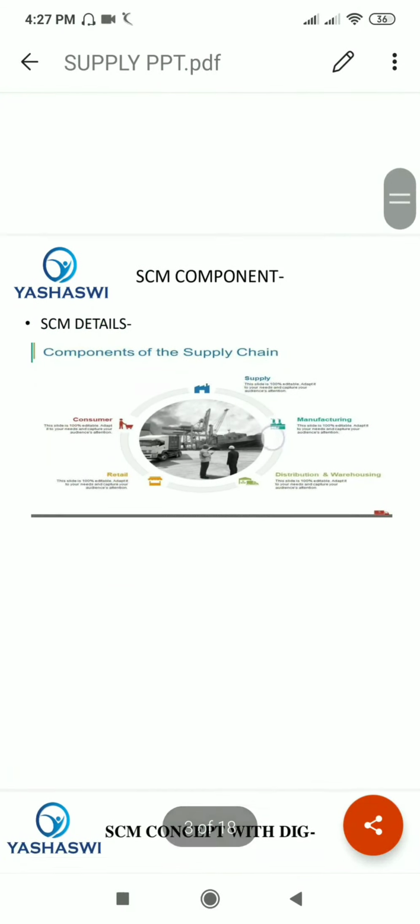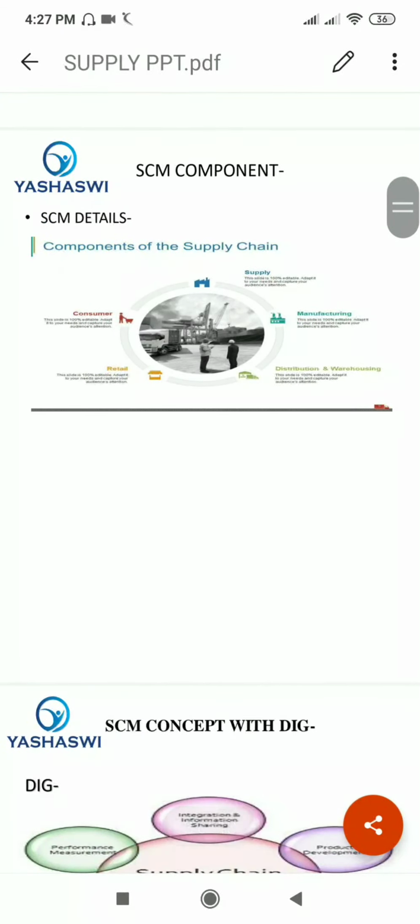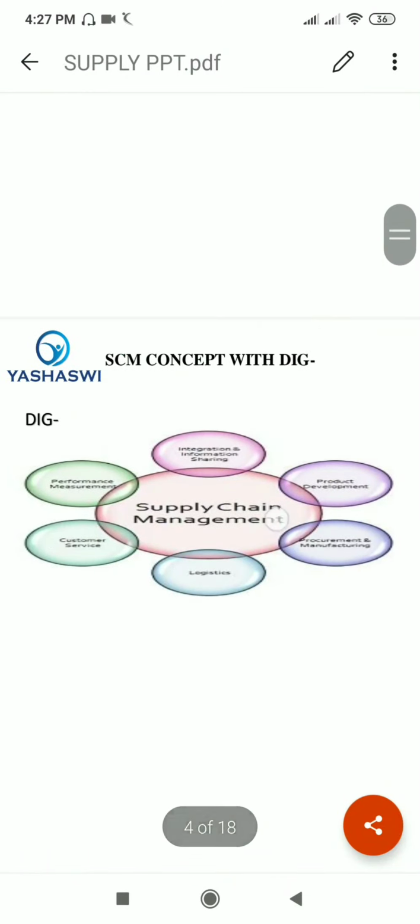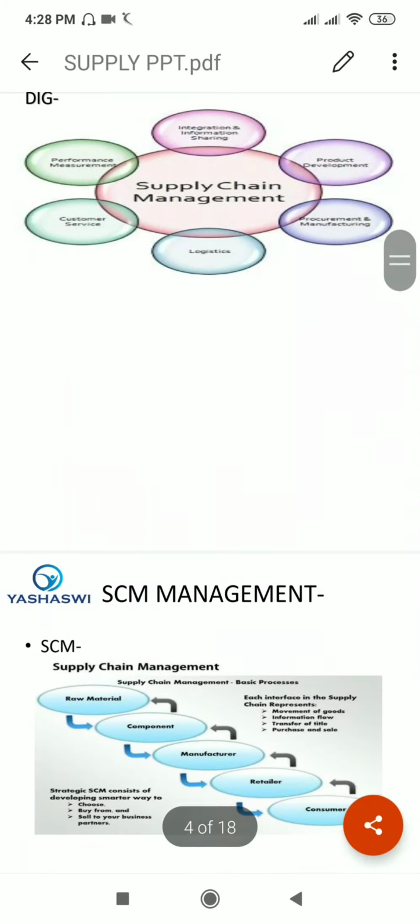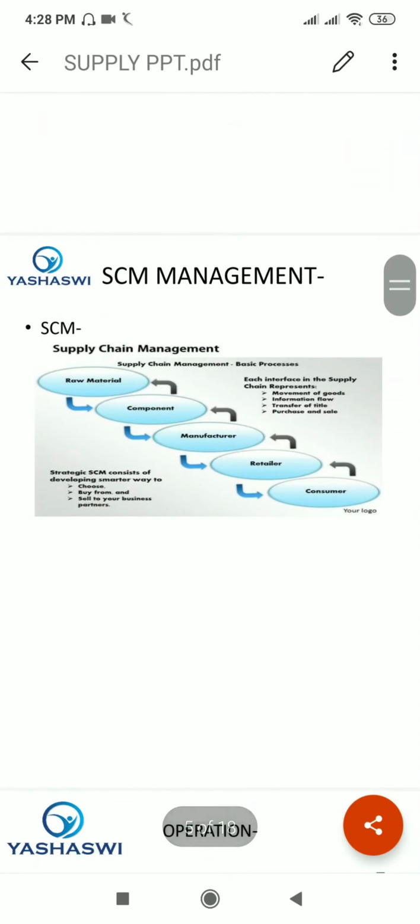Now I am showing some components of the supply chain system: supplier, manufacturer, distributor, warehouse, retailer and consumer, with the SCM concept diagram of product development, manufacturing, procurement, logistics, customer service, performance measurement and integration systems for sharing. In SCM, the raw material goes through processing with components, and after that to the manufacturer, retailer and consumer.